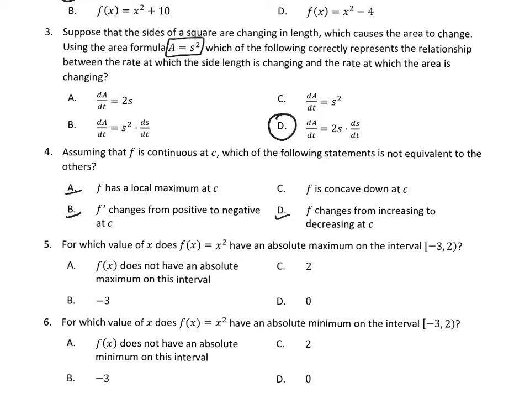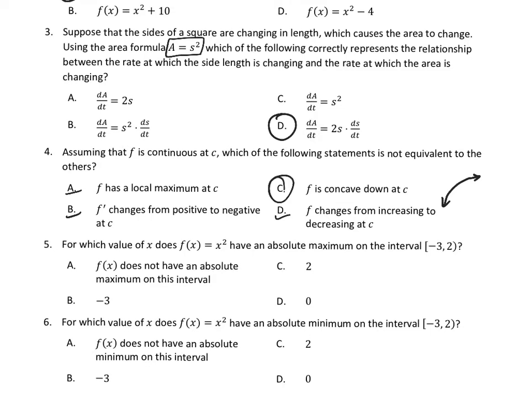And if we look at C, saying that f is concave down, that's not enough to say that we have a local maximum, because a function can be concave down, for example, it could look like that, and never have a local maximum, and it certainly wouldn't necessarily have to have the local maximum at that same point c. So option C here is the one that is the odd one out.